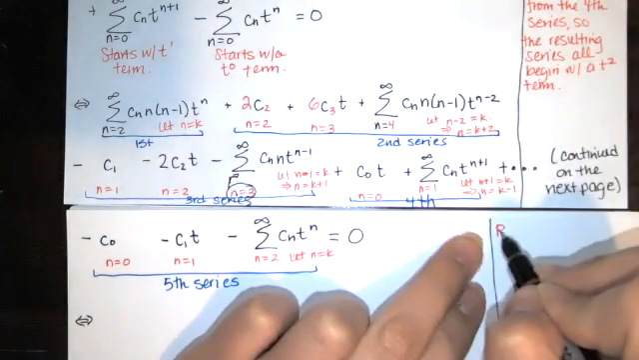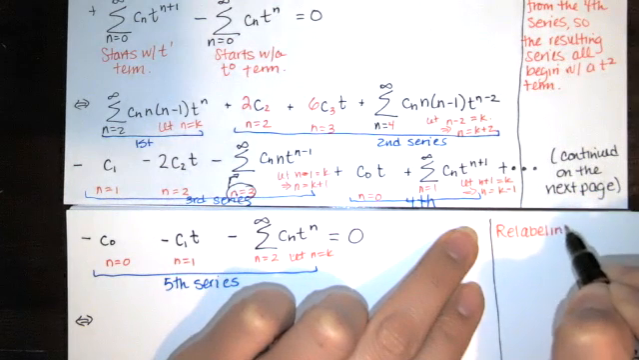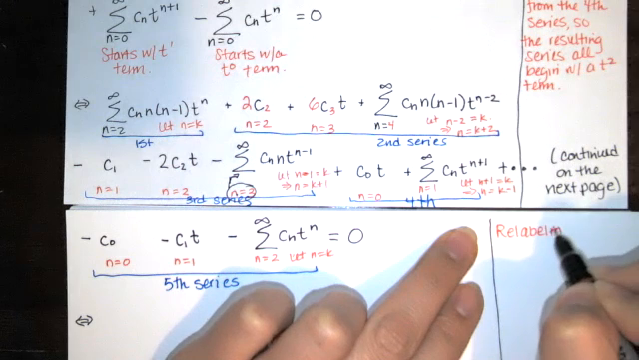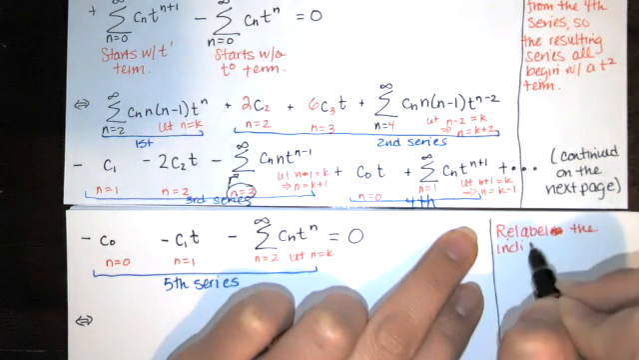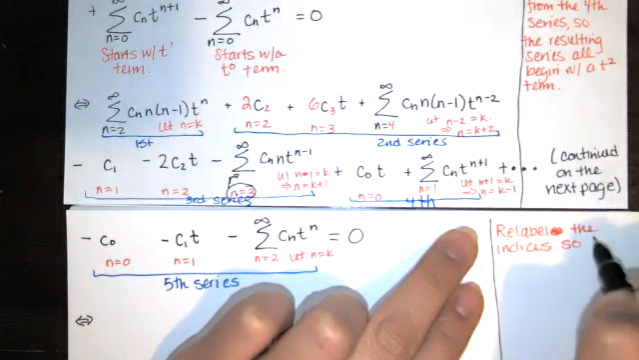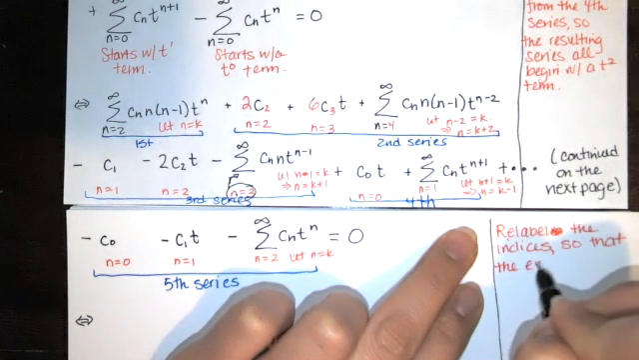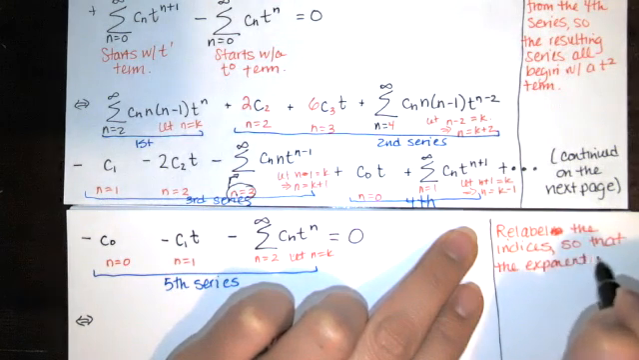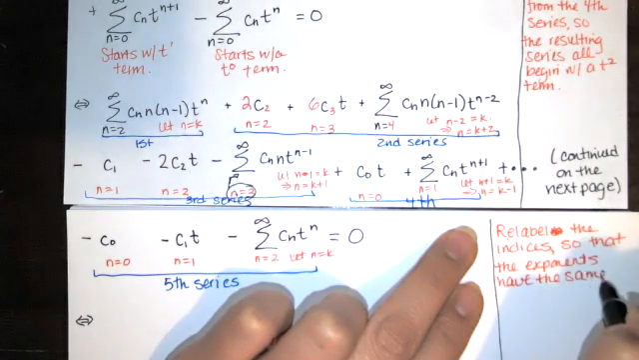So we are now taking that second step to add these series together. We're relabeling the indices so that the exponents have the same form. That's going to allow us to add these series together.